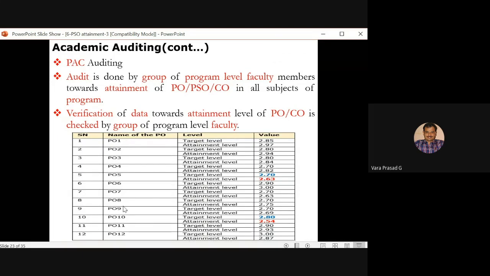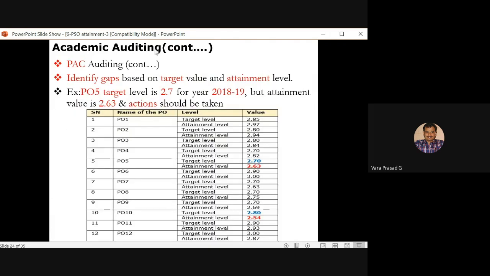I will take a small example here. This committee, the PAC committee, will see what the target level is and what the attainment level is, and whether the particular faculty has attained it or not. Whatever PO and PSO attainments are given, they will cross-verify by seeing the course file. The PAC committee can also identify curriculum gaps based on the target level. In the sense, what target level have you kept, and whether you attained it or not, that committee can also check here.